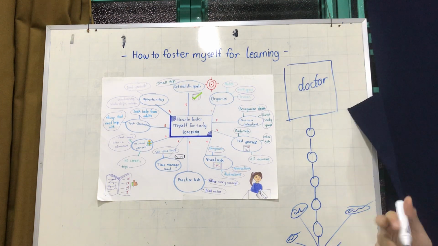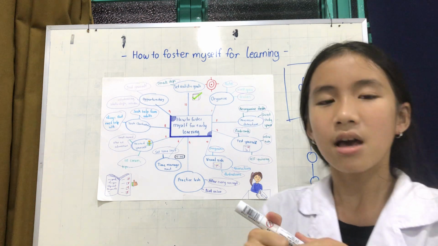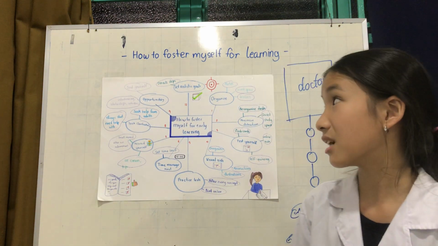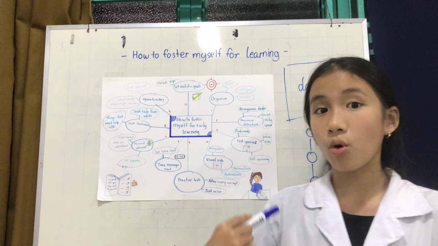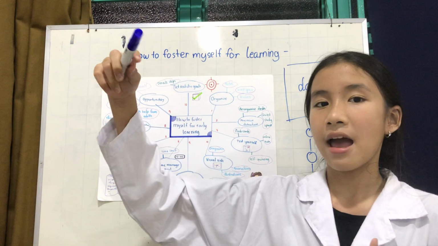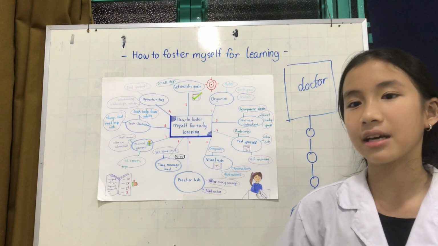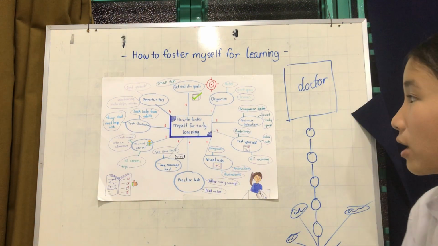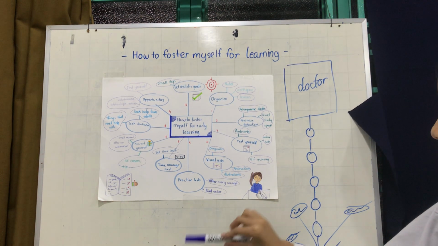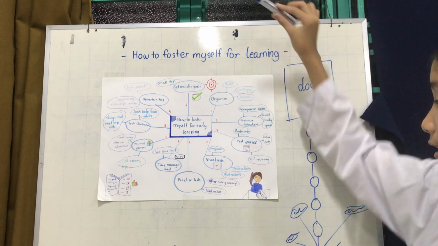That is setting realistic goals. To achieve a big objective, we need to have small goals in order to work up and achieve that, because if we want to achieve, we need to have one step at a time and work up the ladder.